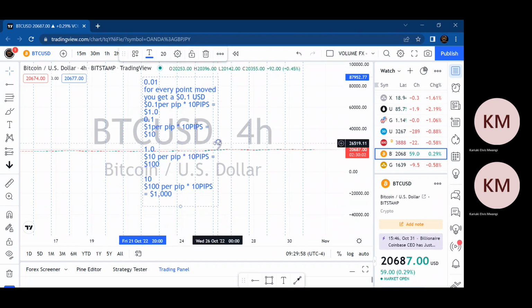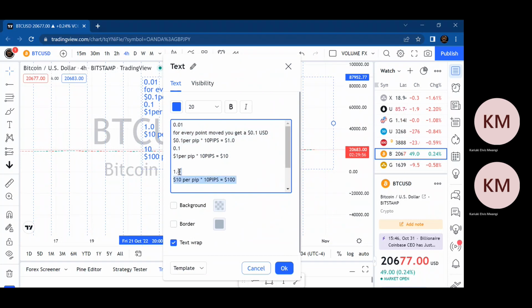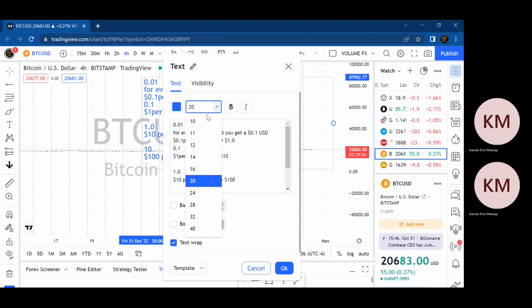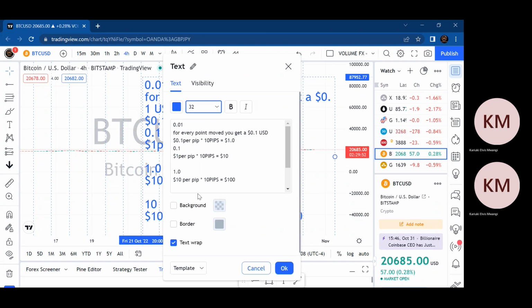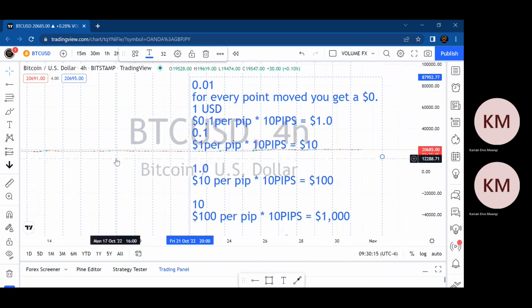Okay. Let me make this one big so that at least you can see it. I hope you can see it.